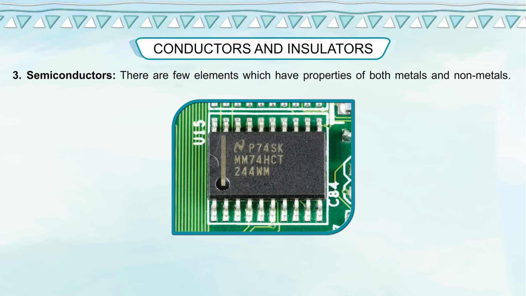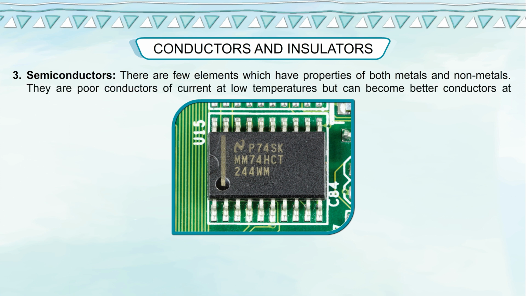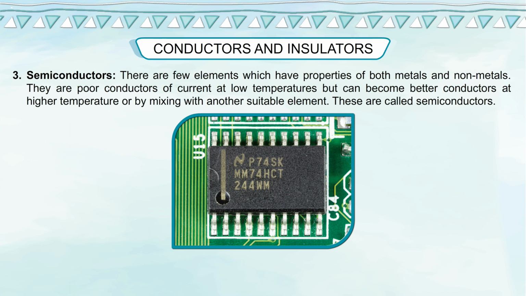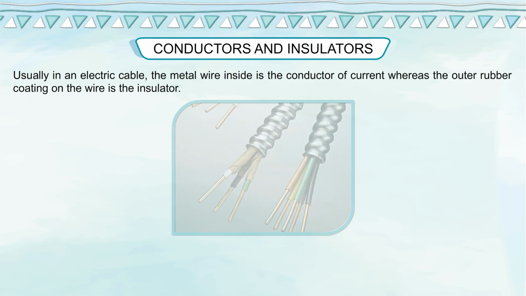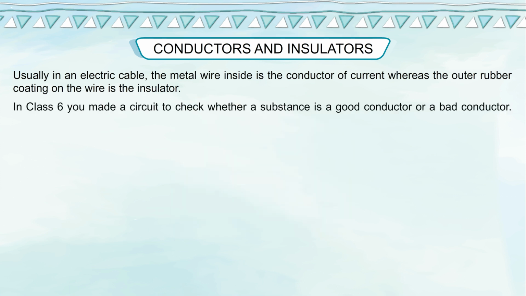3. Semiconductors. There are few elements which have properties of both metals and non-metals. They are poor conductors of current at low temperatures but can become better conductors at higher temperature or by mixing with another suitable element. These are called semiconductors. Usually, in an electric cable, the metal wire inside is the conductor of current, whereas the outer rubber coating on the wire is the insulator. In class 6, you made a circuit to check whether a substance is a good conductor or a bad conductor. Let us do it again.